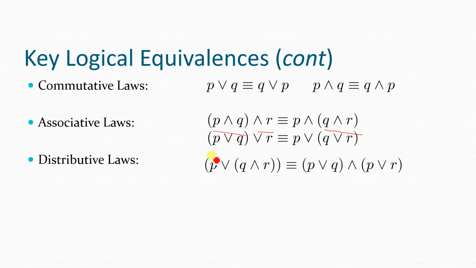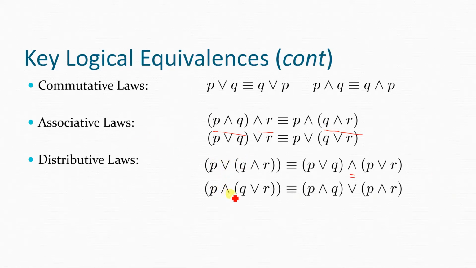Distributive law. So P or (Q and R) can be written as (P or Q) and (P or R), where the AND comes in between. So this is the distributive law for propositions, that is, P or (Q and R) is equivalent to (P or Q) and (P or R).